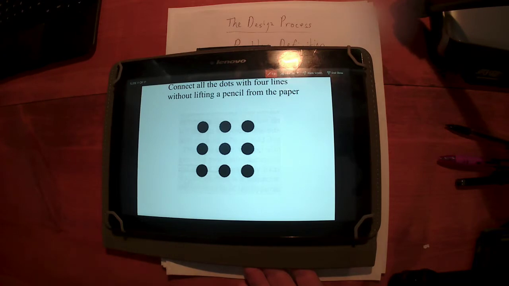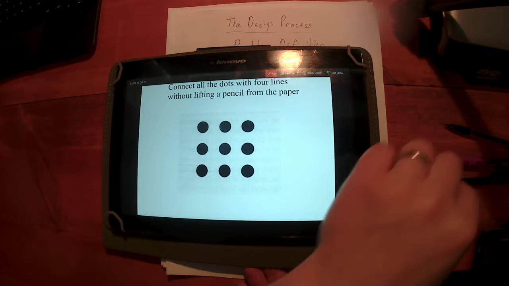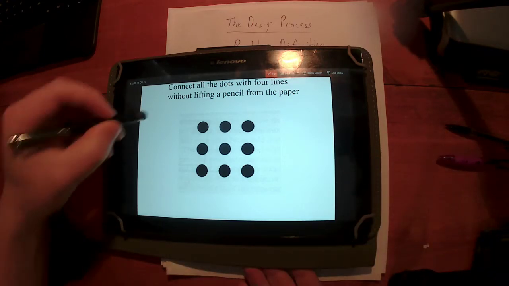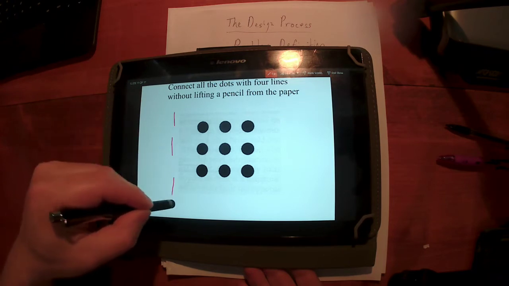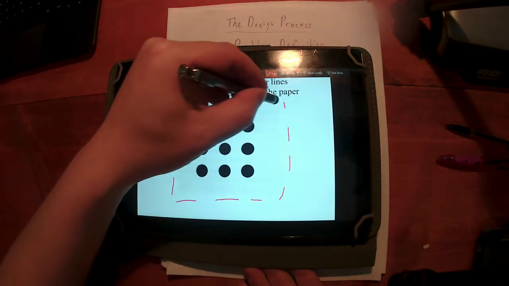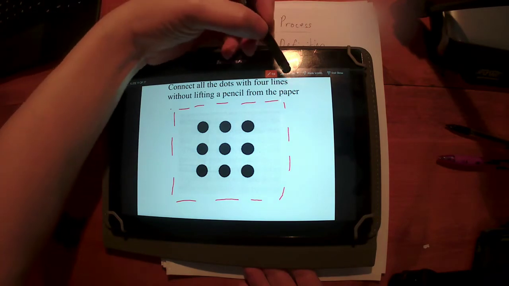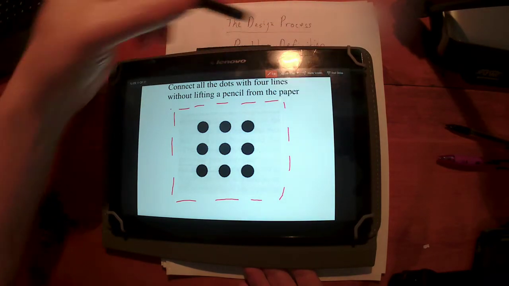Right, so read the instructions there. Connect all dots with 4 lines without lifting a pencil from the paper. Now, what I would suggest to you is pause the video right now. Just pause it for a minute or two and see if you can do this. All right, so go ahead and pause. Okay, do you think you got it? All right. How many of you, just as you were trying to do this, found yourself unconsciously trying to stay within that box?